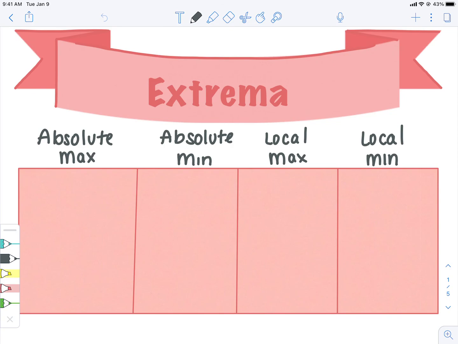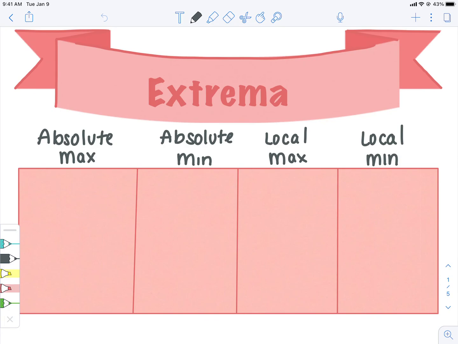We also can talk about, as you can see on the screen, absolute max or absolute min, local max, local min. So we can have multiple high points or multiple low points. So instead of just calling them the extreme values, if we're talking about all of them, it's like the plural of extreme, which is extrema. It's just, like it sounds, the extreme values.